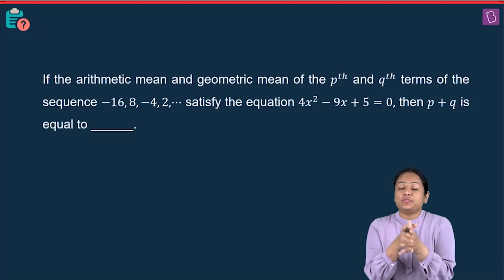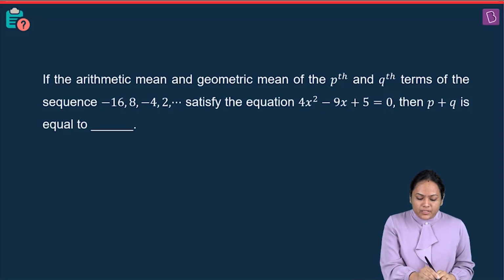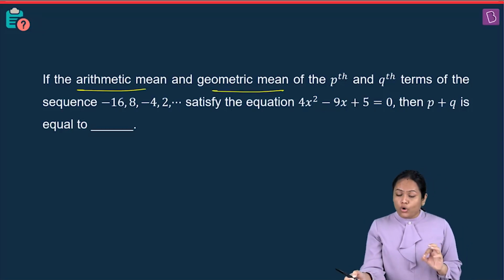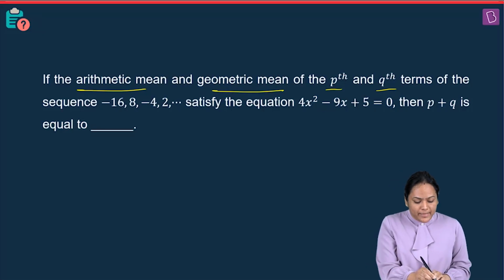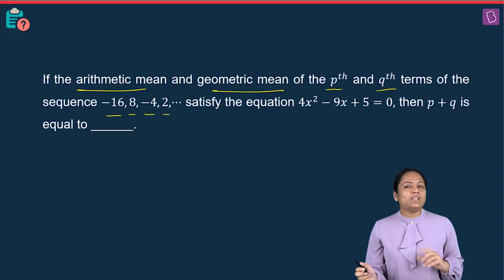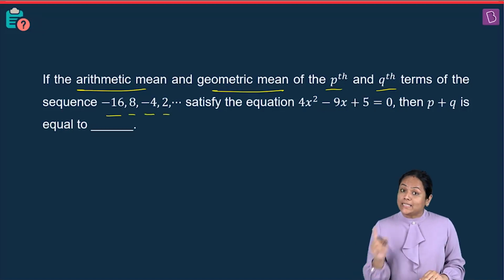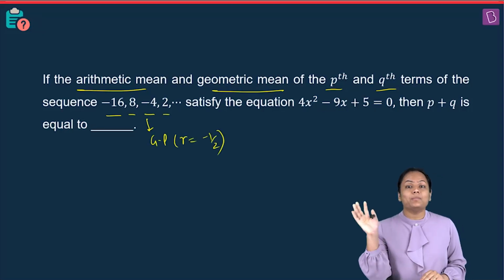Well, the next question is from sequence and series. The question is saying if the arithmetic mean and geometric mean of pth and qth term of the sequence minus 16, 8, minus 4, 2 and so on. What the sequence is, guys? Well, this is a GP. That's correct. This is a GP with common ratio r equal to minus 1 by 2.